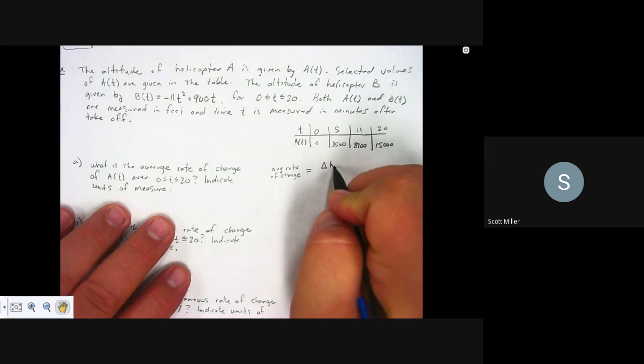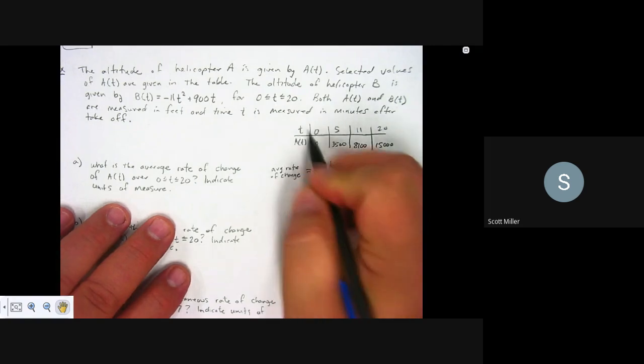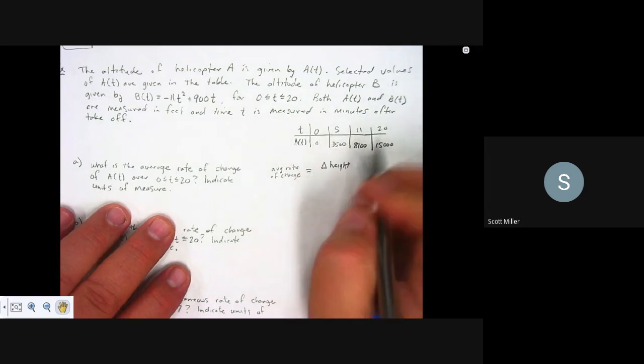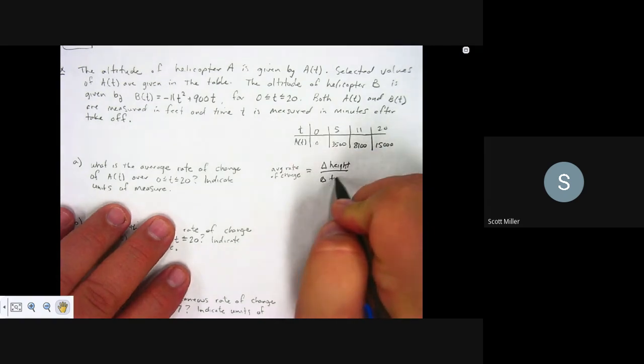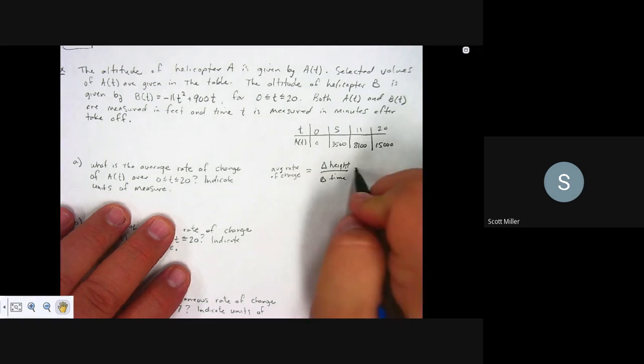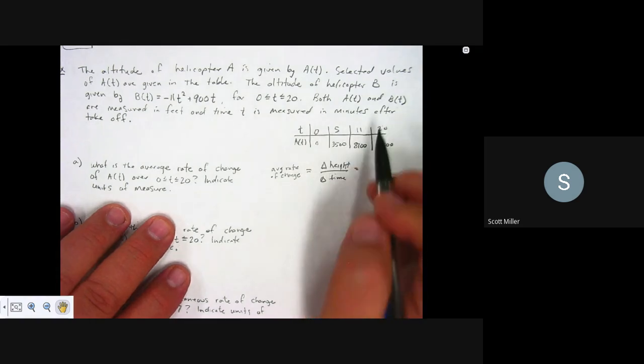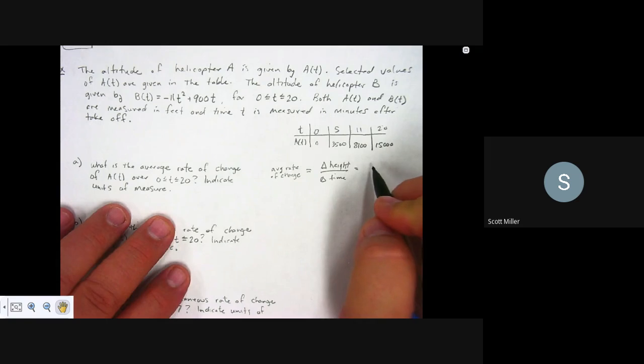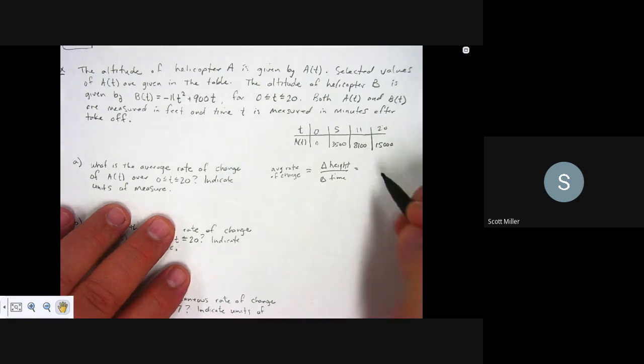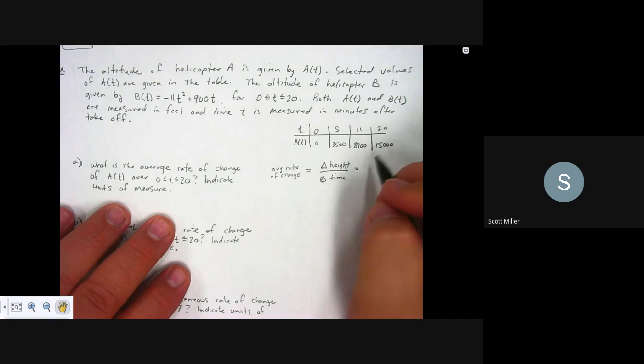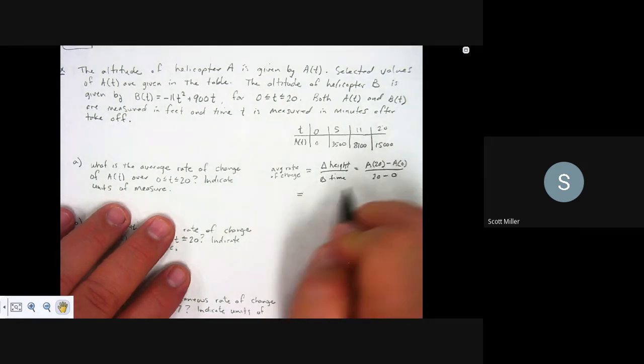This is the change in the height. I'm not using a y because I don't have a y value. I could have used A of t. And this is the change in the time. So what is the change in the height between 0 and 20? Well, now this is the part that you want to write. It's the difference quotient. Don't plug in the numbers yet. Plug in what you mean. It means I'm going to do A at 20 minus A at 0 over 20 minus 0. Write that first. Then plug into that. Now I can plug in the values that they represent.